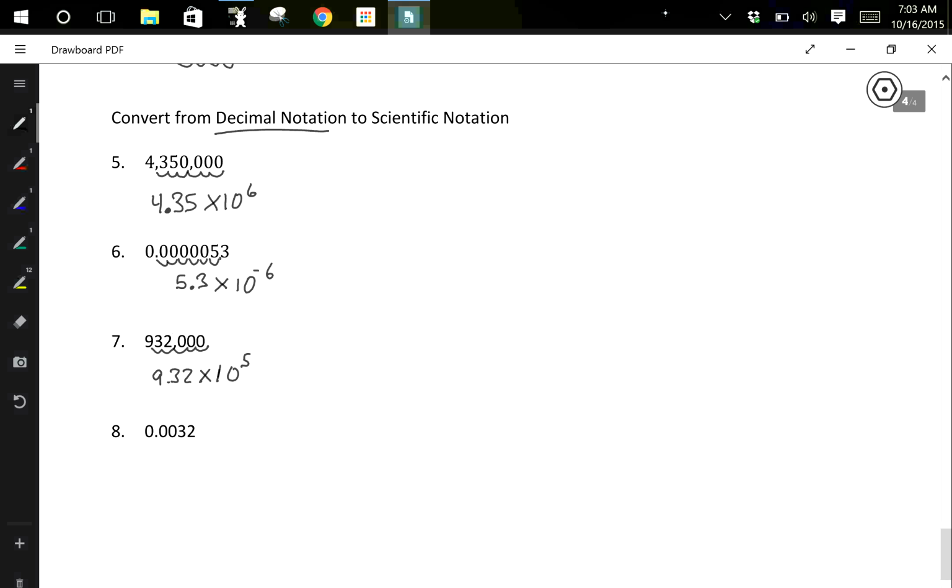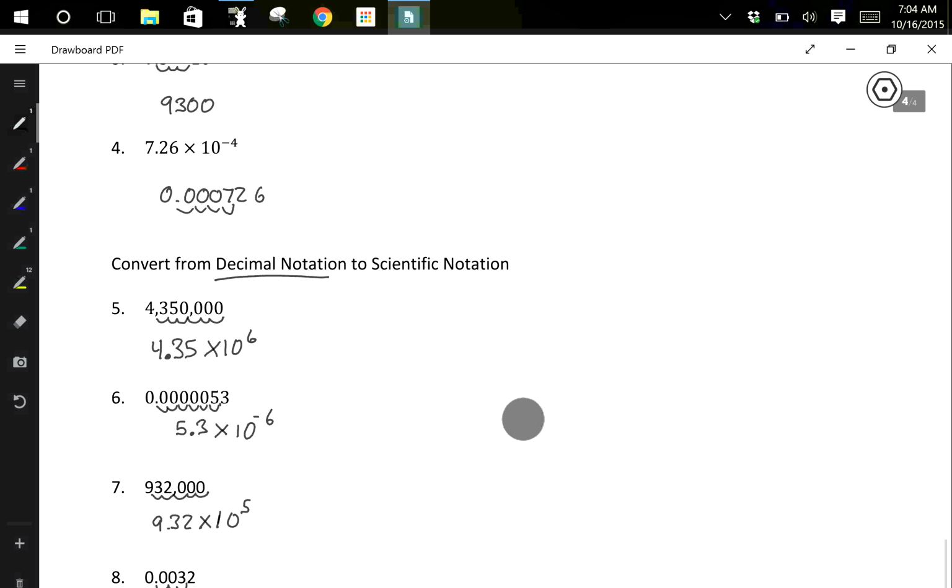Last but not least, we've got 3.2 times 10. Okay, the first non-zero number is the 3.2 times 10 to the 1, 2, 3. But it's a small number, right? So I know it's going to be negative 3. So there's decimal and scientific notation and how you convert back and forth between the two.